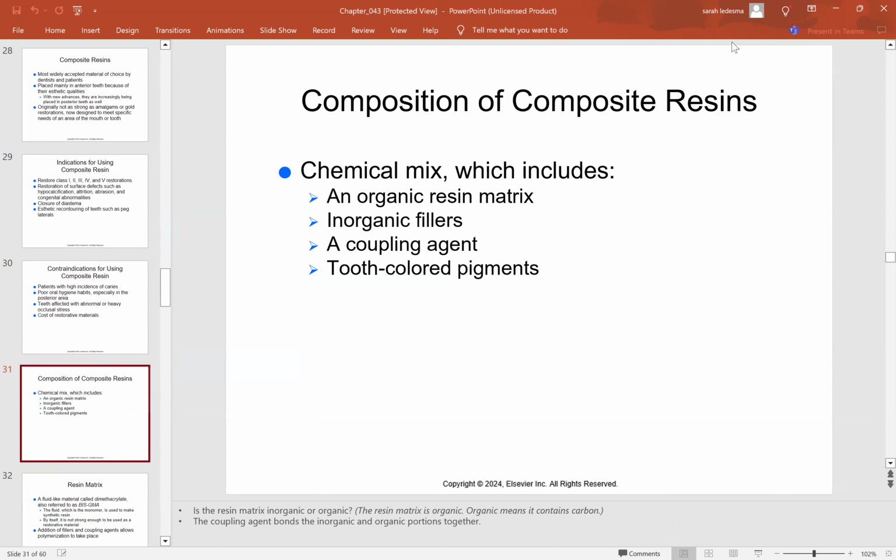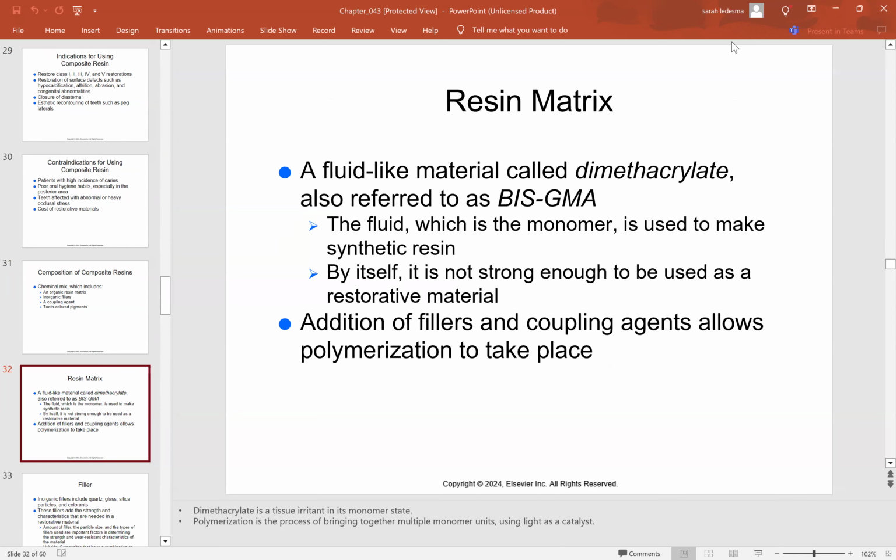Composition of composite resins: a chemical mix, which includes organic resin matrix. It also includes inorganic fillers, a coupling agent, and then tooth-colored pigments. The resin matrix is a fluid-like material. This is referred to as bis-GMA. The fluid, which is a monomer, is used to make synthetic resin. By itself, it's not strong enough to be used as a restorative material. So we use the addition of fillers and coupling agents to allow polymerization or curing to take place.